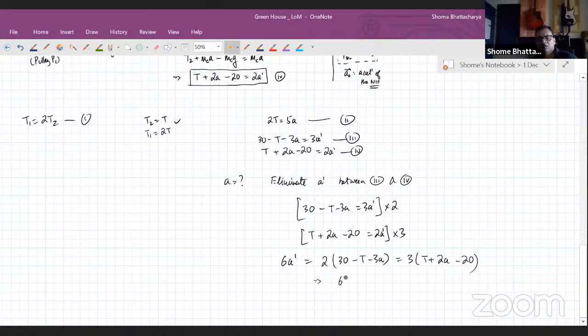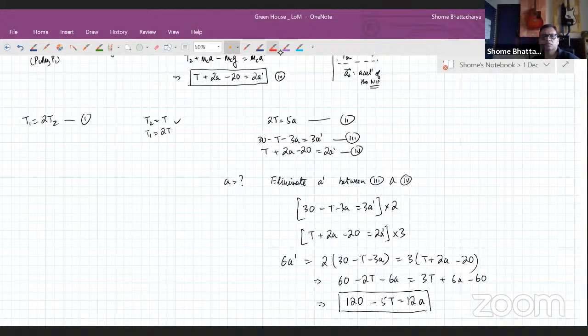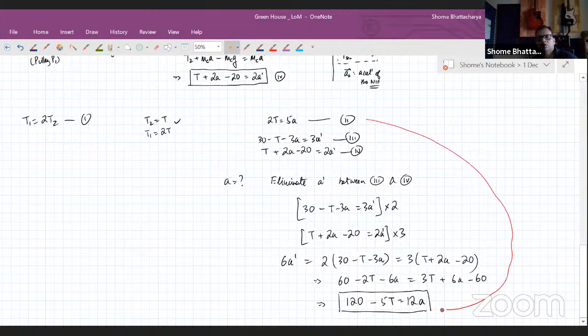So 60 minus 2T minus 6A is equal to 3T plus 6A minus 60. So we'll have 120 minus 5T is equal to 12A. We will have this equation. And now in this equation we will substitute the value of T from equation 2, T equal to 5 by 2 A. So that will give us the expression.